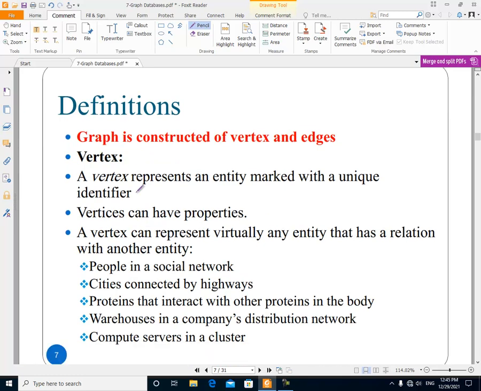Okay, this is a definition of graph. You all know what a graph is, but this is just a reminder. A graph is constructed of vertices and edges. A vertex represents an entity, and it usually has a unique identifier. The vertices could have properties. Each vertex could have properties, and this vertex could represent any entity.